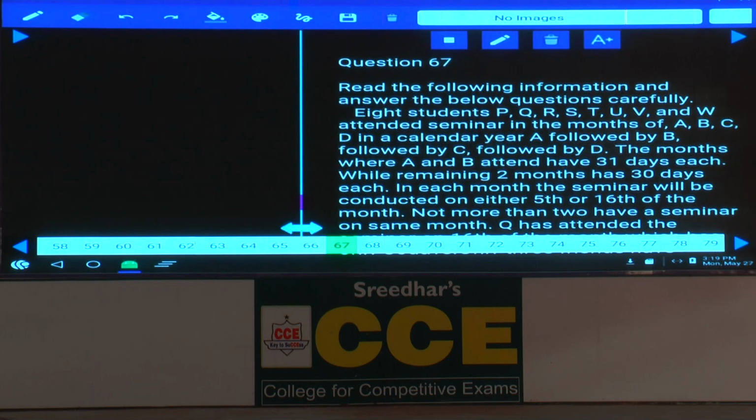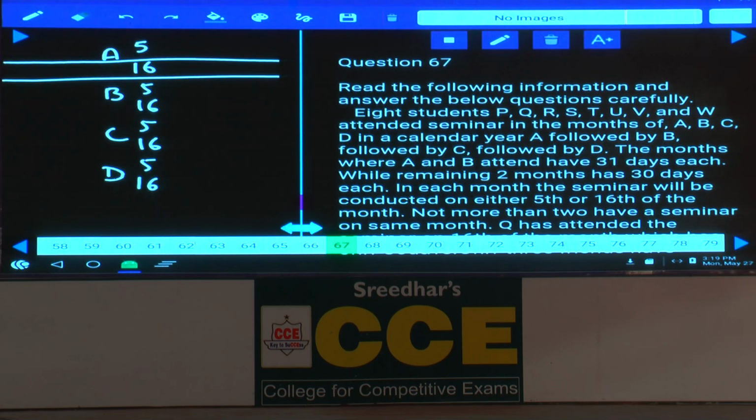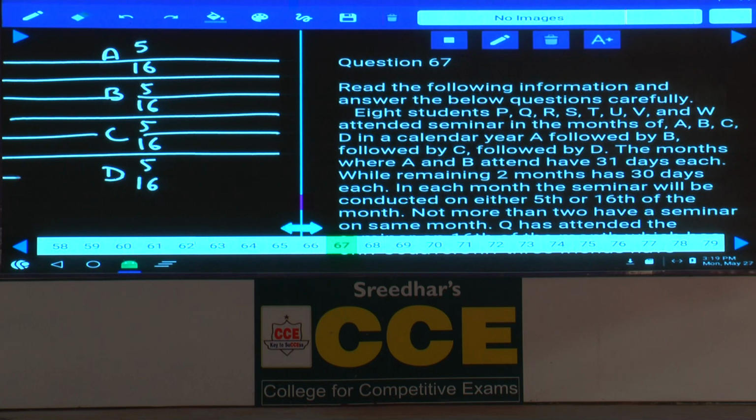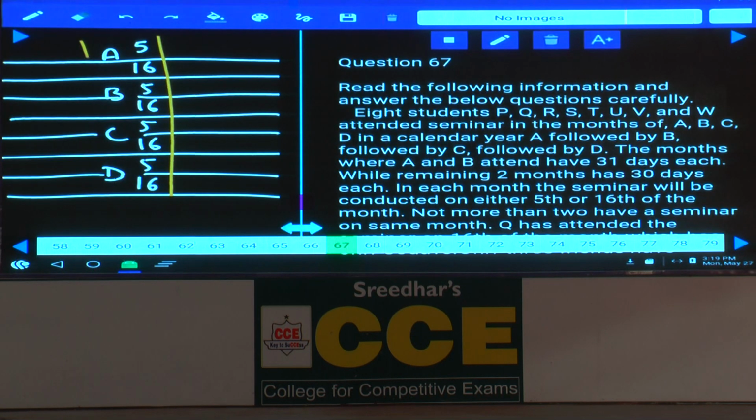Now A, next one, and 2 different dates were also clearly given. What are the dates here? A 5th and A 16th. Next one B 5th and B 16th. Next one C 5th and C 16th. D 5th and D 16th. Hence in total 8 persons. Now these 8 persons attend like this. Now A and B, these 2 months have 31 days and C and D have 30 days, isn't it? Now that is the information provided here. A and B 31 and 31, and C and D 30 and 30. These are the number of days.